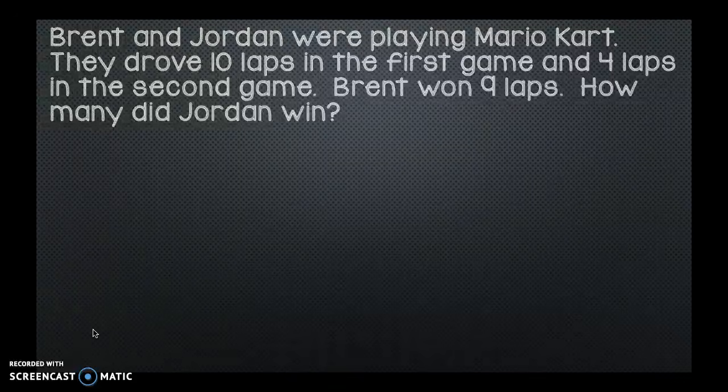Brent and Jordan were playing Mario Kart. They drove 10 laps in the first game and 4 laps in the second game. Brent won 9 laps. How many did Jordan win?